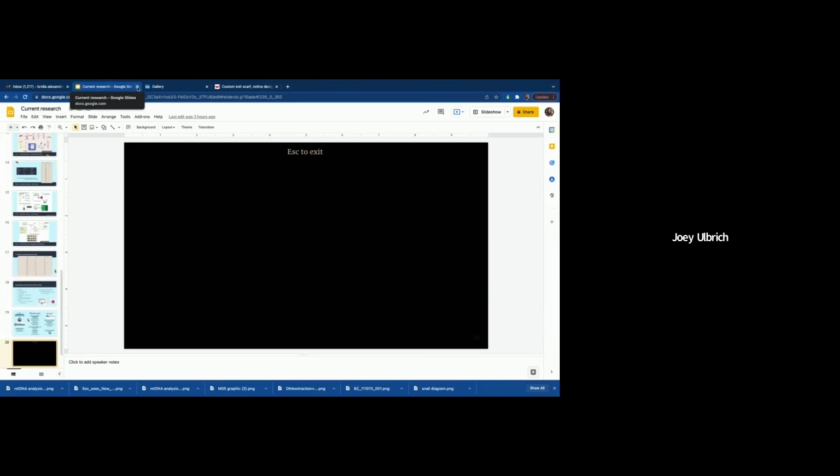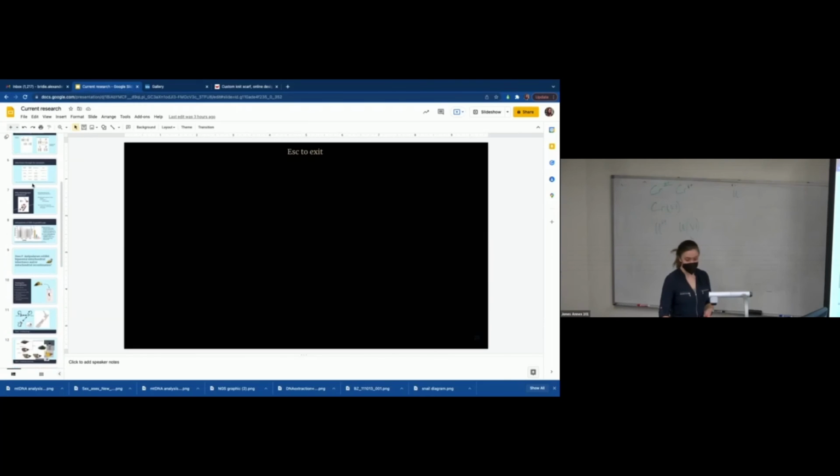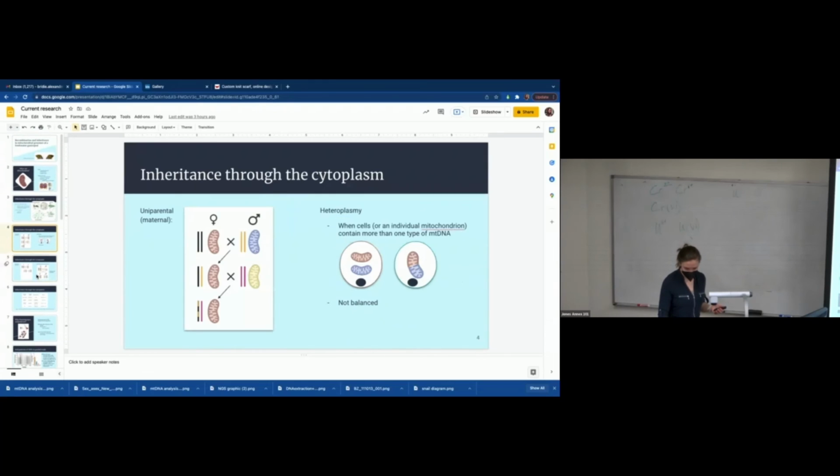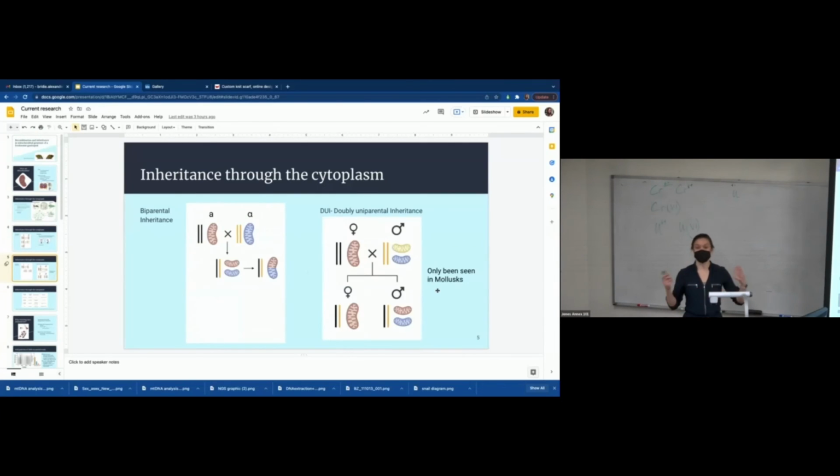One is more theoretical: you mentioned DUI, double uniparental inheritance, and it's only seen in these mollusks, I guess, and is there an evolutionary advantage to that? I'm just curious for your thoughts. Yeah, that's a great question. As far as only being seen in bivalves, that's the only place we've looked for it. So it could easily be in other species, but we haven't really done the searching for it.